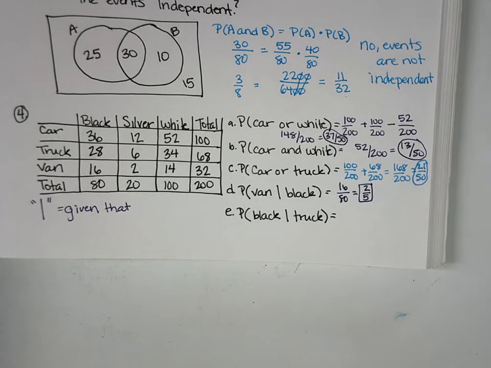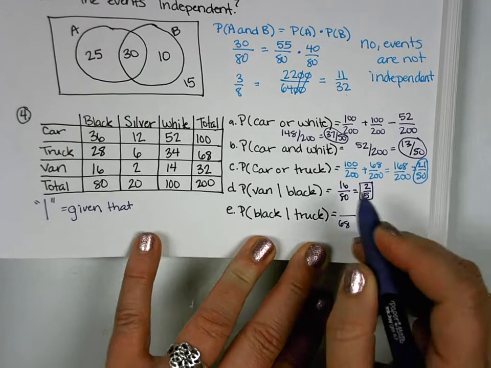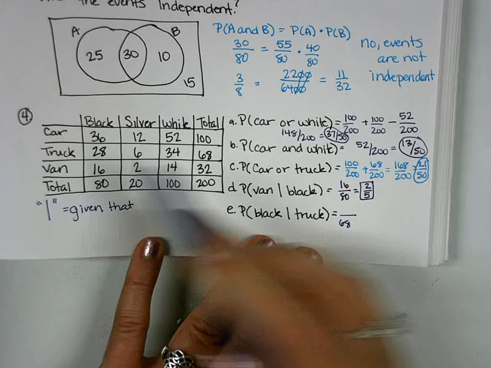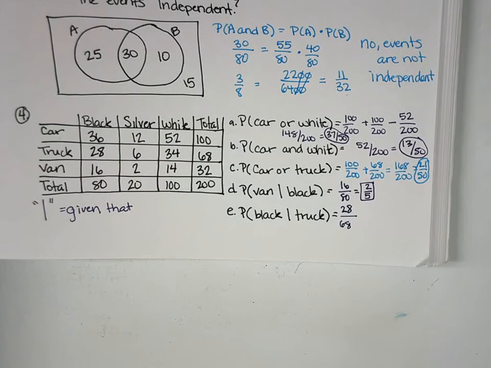So if we look at E, we want to know the probability that we get a black vehicle given that we're only looking at trucks. Our total trucks would be 68, and of those trucks, 28 are black. So 28 divided by 68 would give us 7/17.